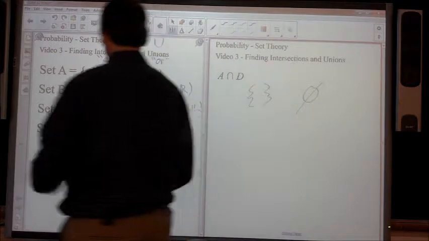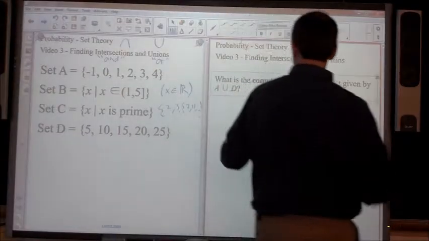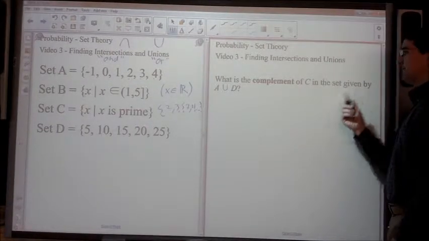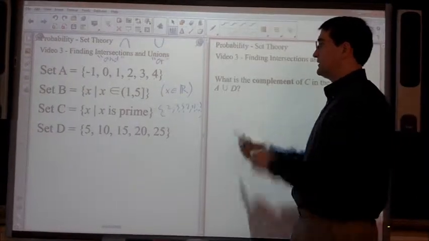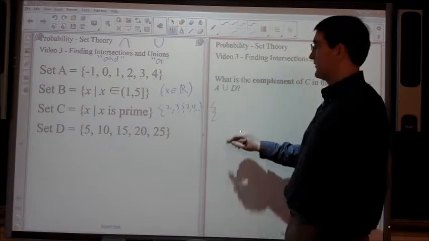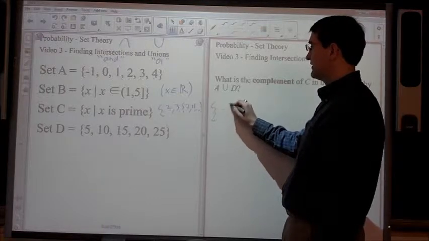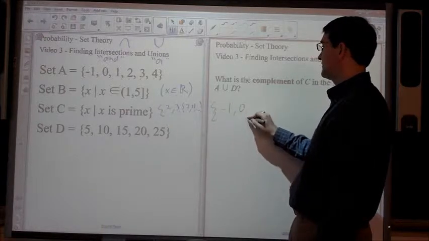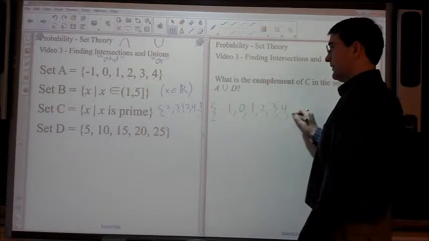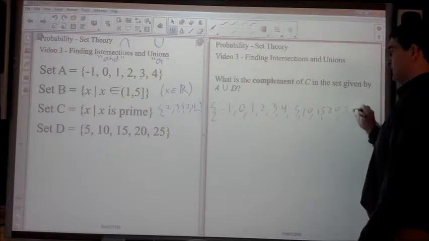All right, last question here. What is the complement of C in the set given by A or D? So list this out again. That's the first step, really, that we should do for this. We're asked about A or D. You already did this, so it's already on your paper there. -1, 0, 1, 2, 3, 4, 5, 10, 15, 20, 25. So that's A or D.